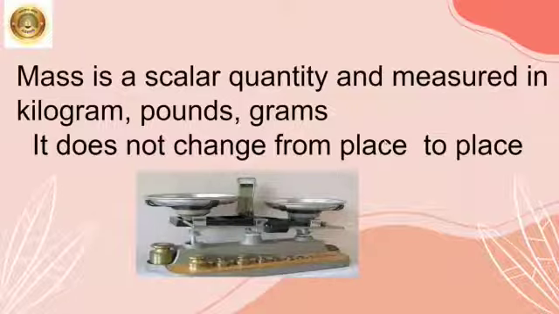Now, mass is a scalar quantity. Mass is independent of its surroundings. It does not change from place to place anywhere in the world. Its units are gram and kilogram. When we use the two pans of a common balance in the shop, we compare the two masses. When you go to the vegetable vendor, he measures the mass of the vegetable by balancing the scales.